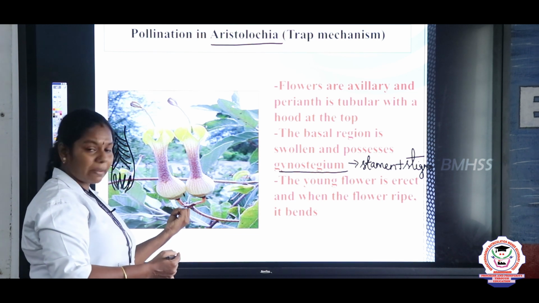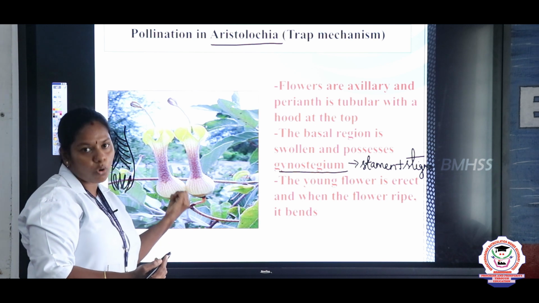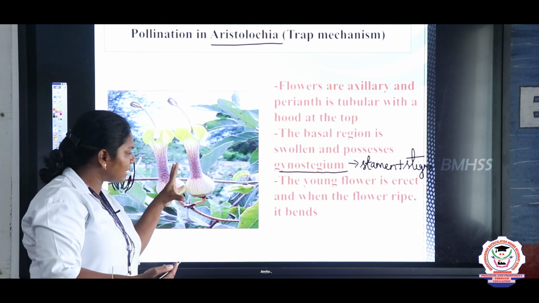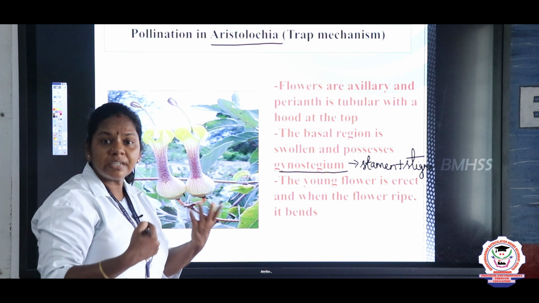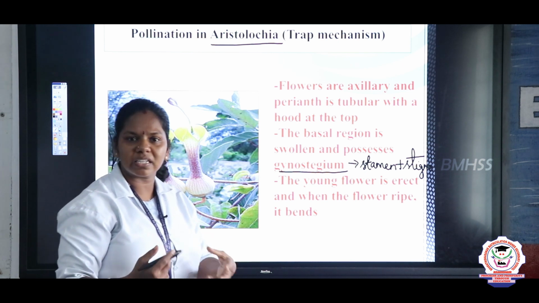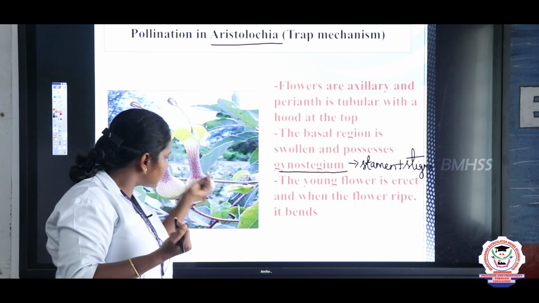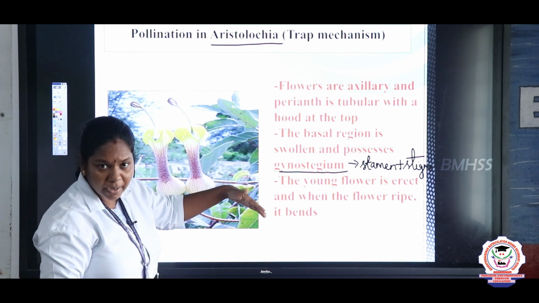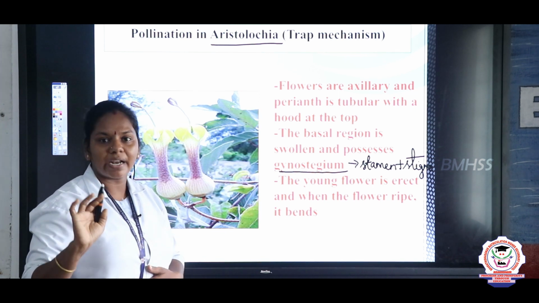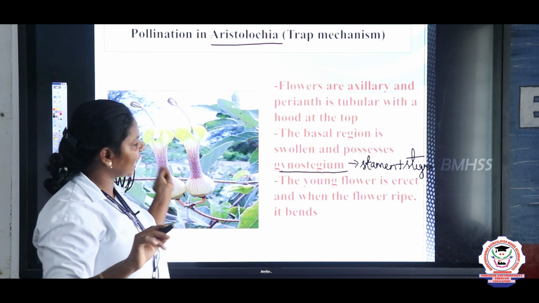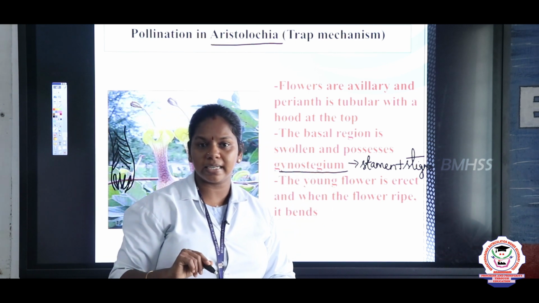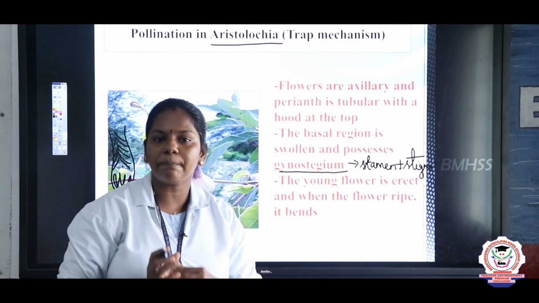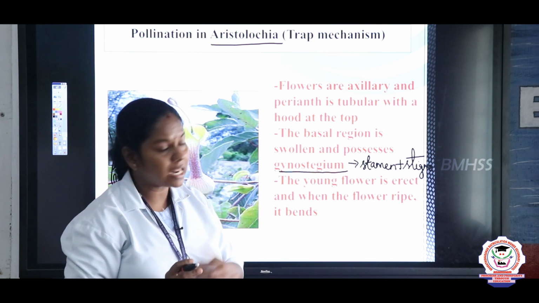And now what happens when the flower becomes old? The flower withers its anthers. Anthers are withered and the flowers bend. The hairs also get destroyed inside the flowers, and now the insect escapes outside with the nectar. So, this is a trap mechanism which takes place in Aristolochiaceae.